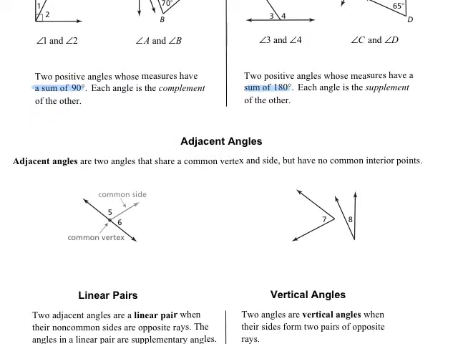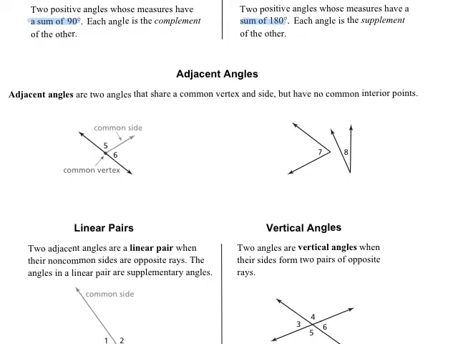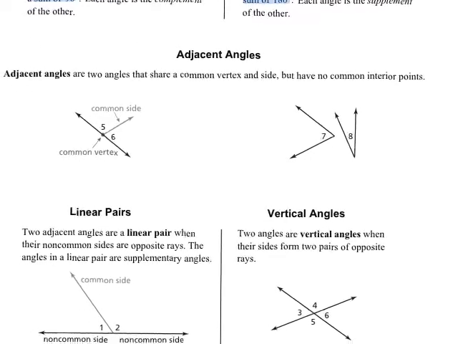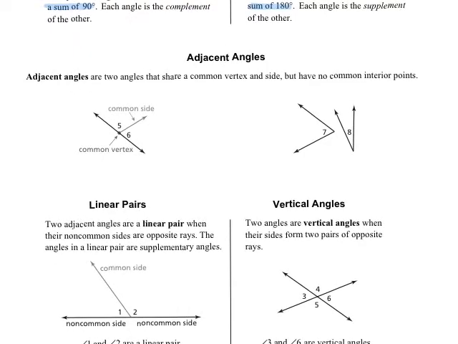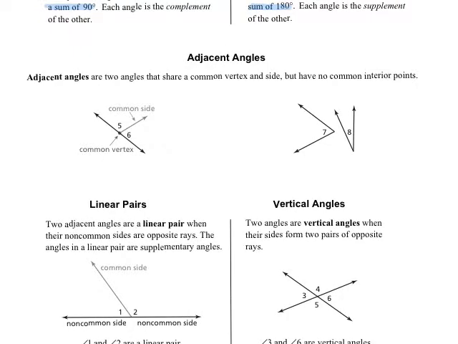Okay, adjacent angles. We have a picture of an example and a non-example. Adjacent angles are two angles that share a common vertex and a common side. Remember the vertex is where the two lines intersect that create the angles, and they do have to have a common vertex and a common side. So this over here is an example. This over here is a non-example, right? These are not adjacent angles because they don't share a common vertex and side.